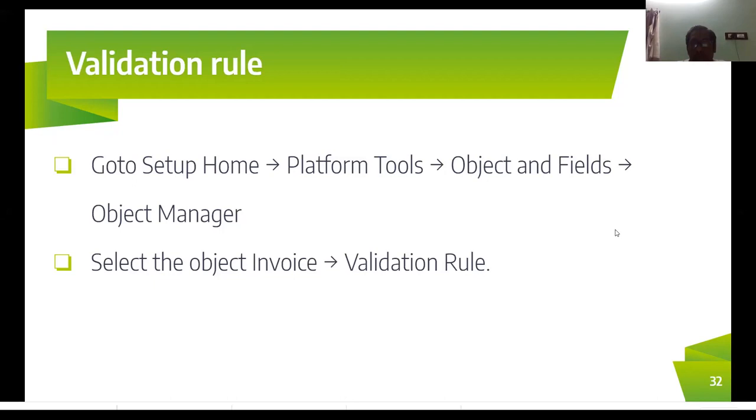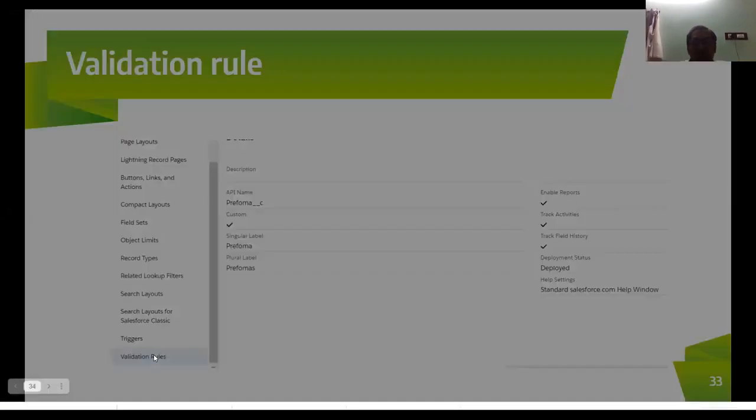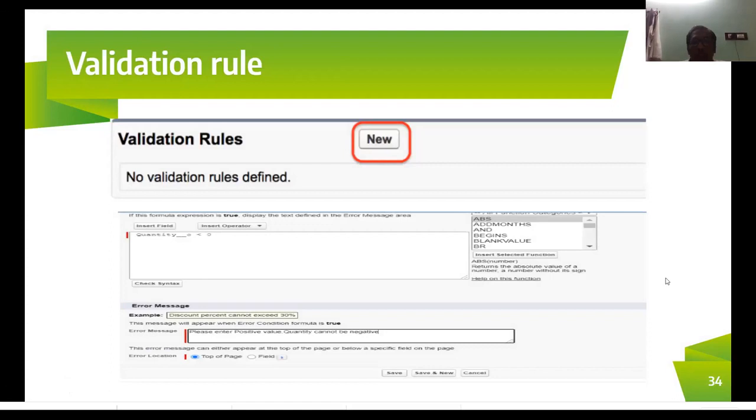On the detail page, you will have something called fields and relationships, page layouts, and so on. At the end, you can see there will be a validation rule available. See here: page layouts, Lightning record pages, buttons, links and actions, compact layouts, field sets, object limits, record types, and it goes on. Finally, you can see validation rules. You're going to click on the validation rule. When you click on it, it will take you to the validation rule page. And you have a new button there. You have to click on the new button.